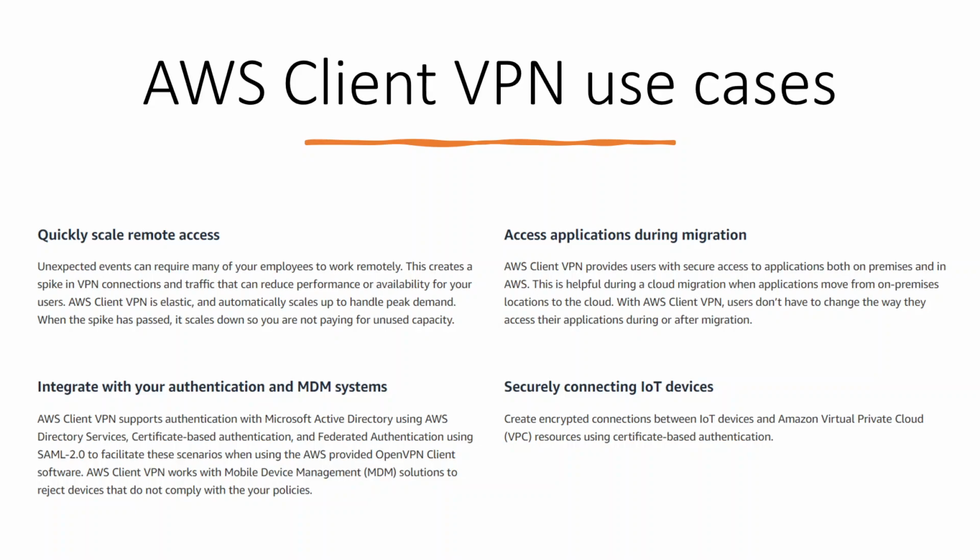Third one is integrate with your authentication and MDM system. AWS Client VPN supports authentication with Microsoft Active Directory using AWS Directory Services, certificate-based authentication, and federated authentication using SAML 2.0 to facilitate these scenarios when using the AWS OpenVPN client software. AWS Client VPN works with mobile device management solutions to reject devices that do not comply with the policies.